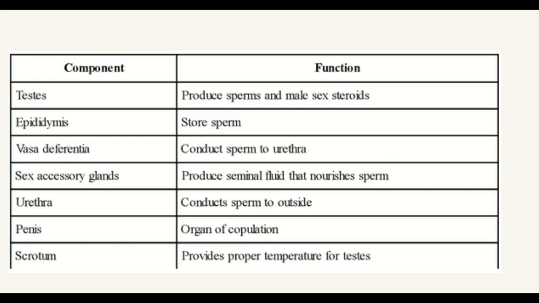So the testes produce sperm, the epididymis stores sperm, the vas deferens is what transports or conducts the sperm to the urethra, and then you have the accessory glands, which are not necessarily there on that diagram, but they produce seminal fluid that nourishes the sperm. You have the urethra, which conducts the sperm to the outside, the penis, the organ of copulation, and the scrotum, which provides the proper temperature for the testes, basically. So it regulates the temperature.